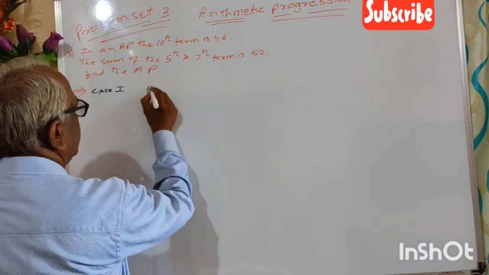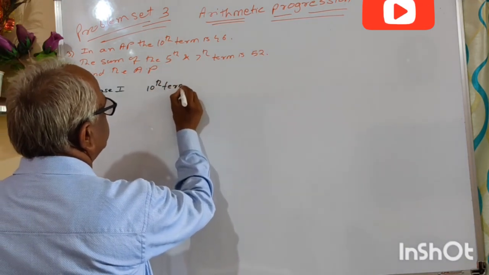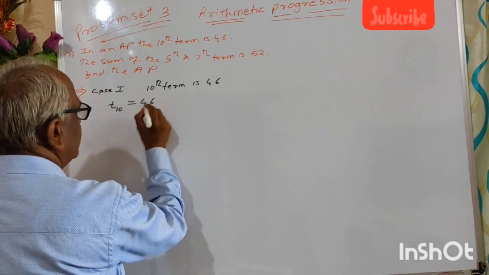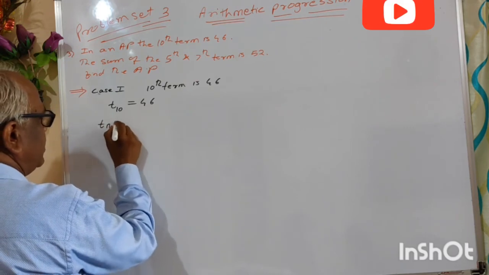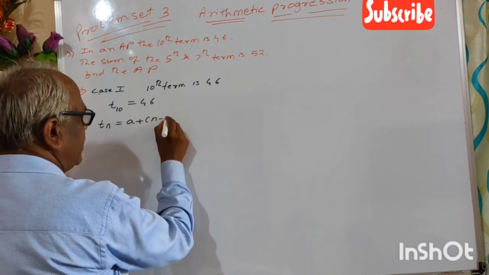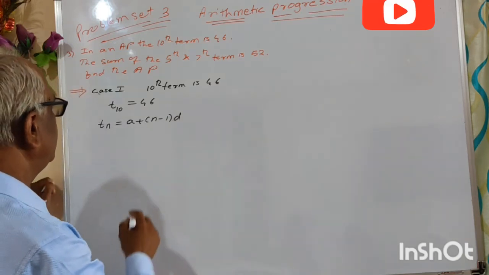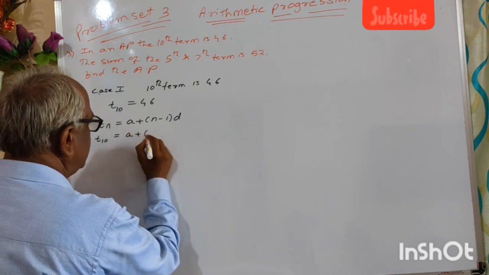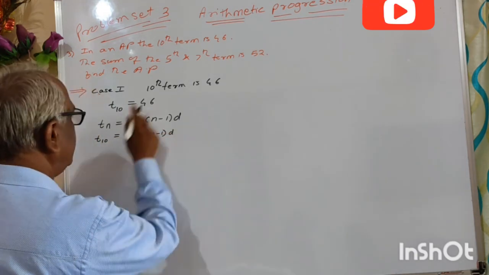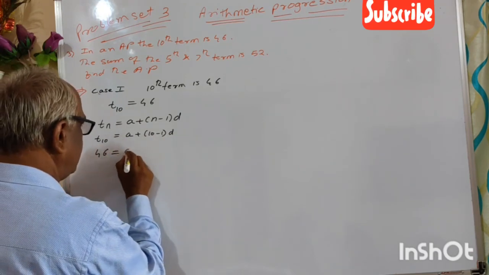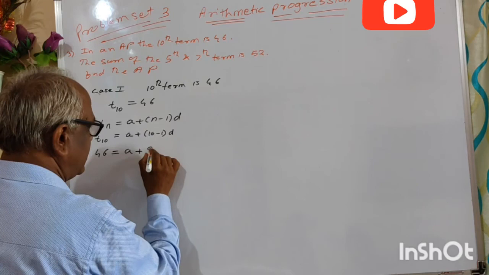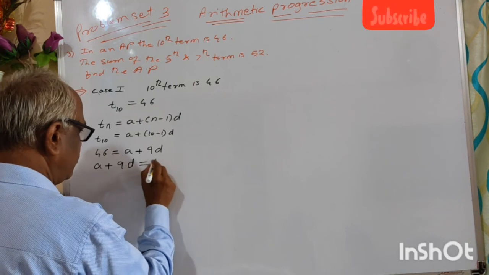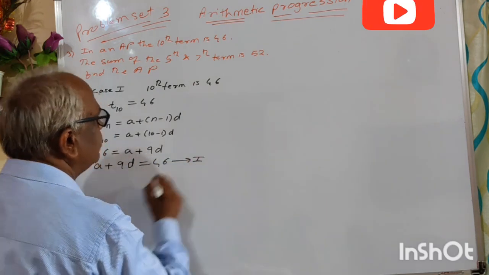First, the 10th term is 46. That means T10 is equal to 46. We know the formula, that is Tn is equal to a plus (n minus 1) into d. Now T10 is equal to a plus (10 minus 1) into d. T10 is given as 46, which is equal to a plus 9d. The same I will write this way: a plus 9d is equal to 46. This is equation number 1.